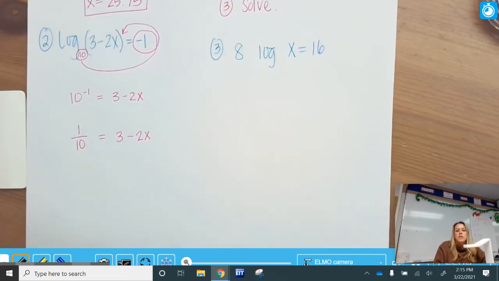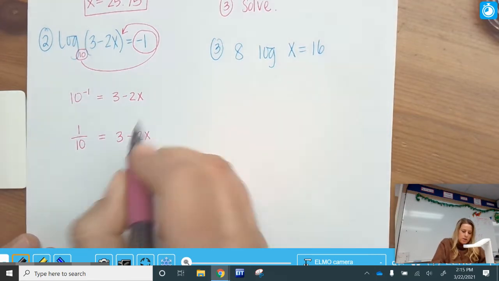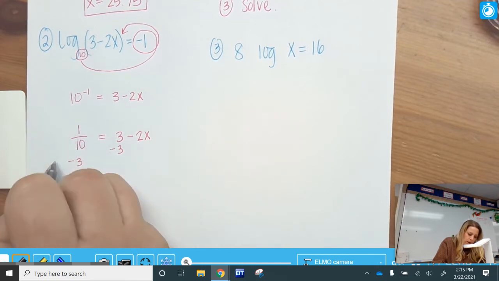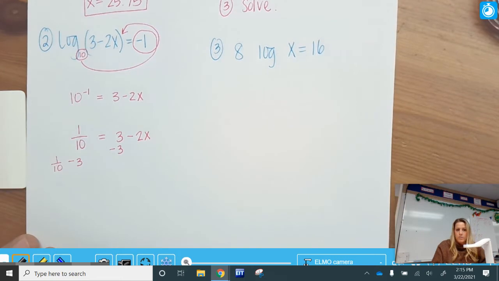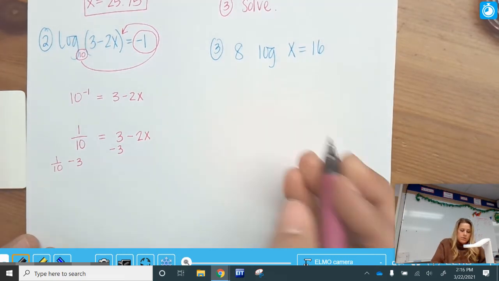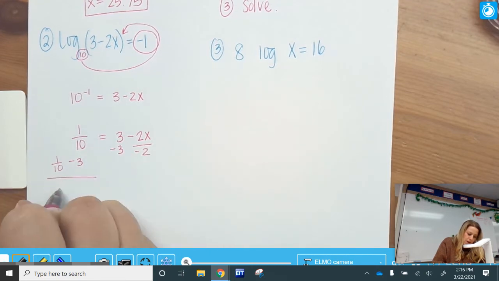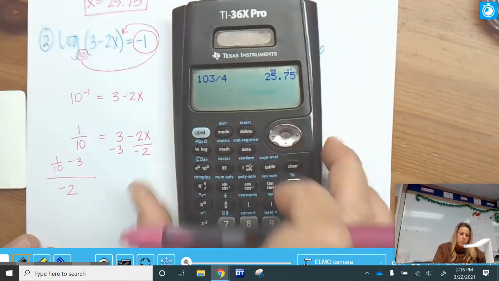Sometimes I like to just write down what I need to do, and then I'm going to have to use the calculator anyway. So for example, I need to get rid of the 3. So I'm going to subtract the 3. I'm going to put that right here. So far, I have to do this, and then I have to do this in my calculator. And then the last thing I'm going to have to do is divide by a negative 2. So I'm going to take all of that and divide by a negative 2. We're going to take steps one at a time.